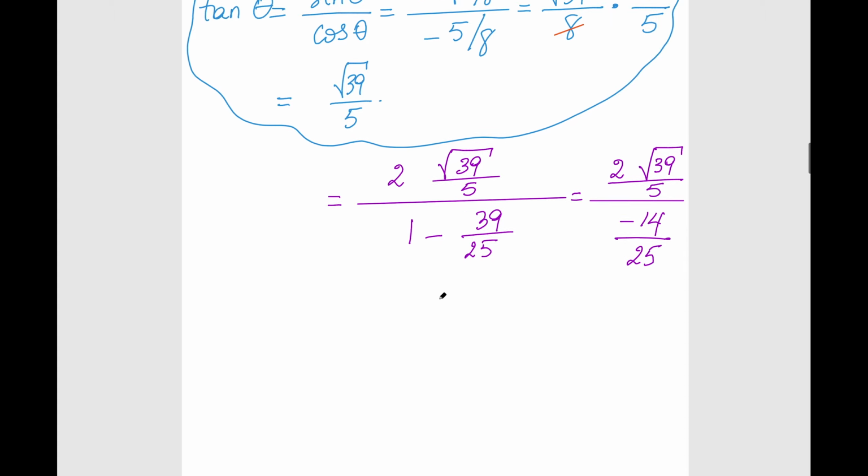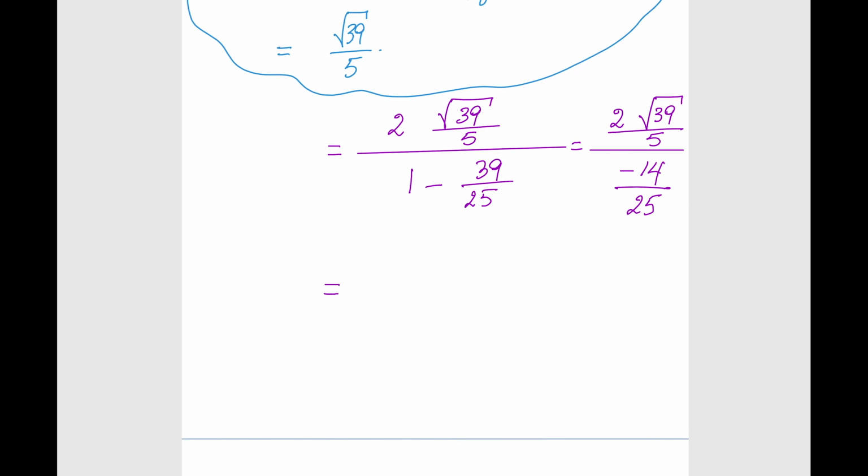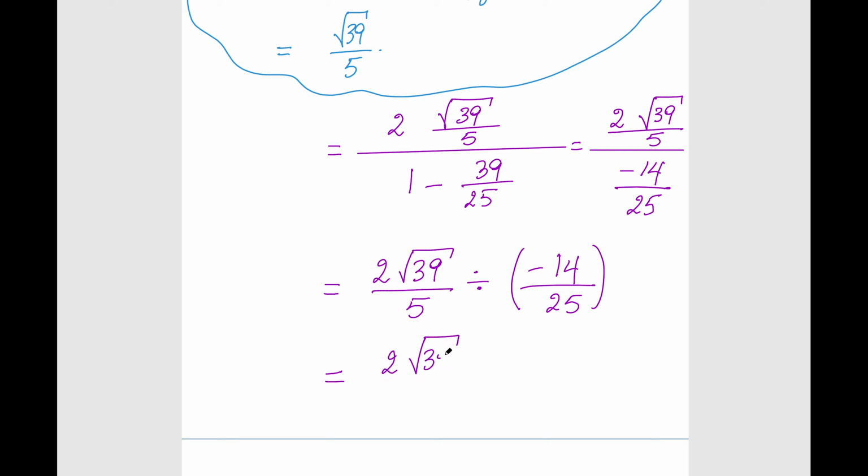Okay. And this is then equal to 2 square root of 39 over 5 divided by negative 14 over 25. And dividing by negative 14 over 25 is the same as multiplying by 25 divided by negative 14, right? And that negative can be just at the level of the fraction bar. We get this. Make sense?